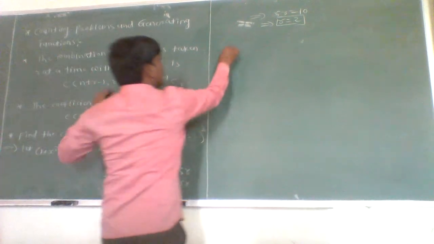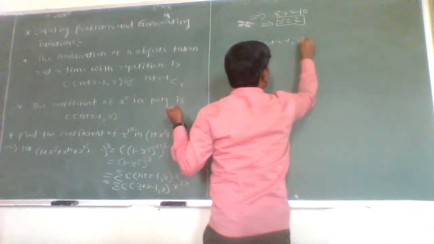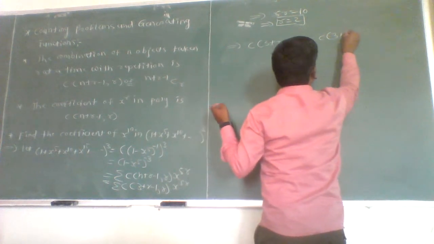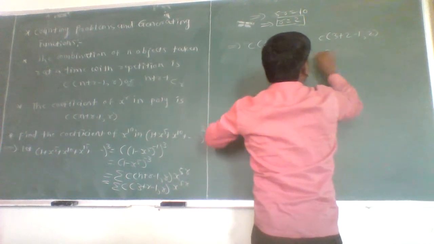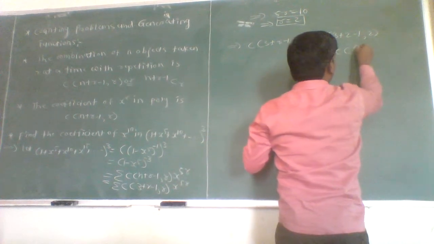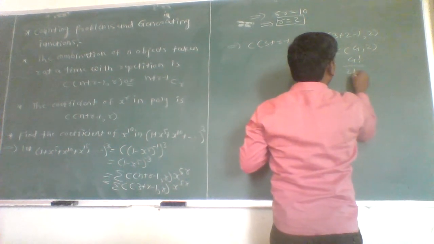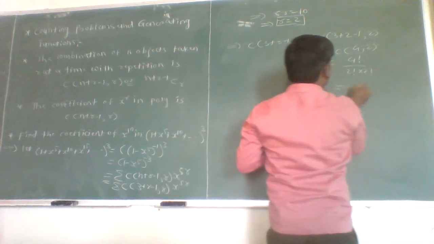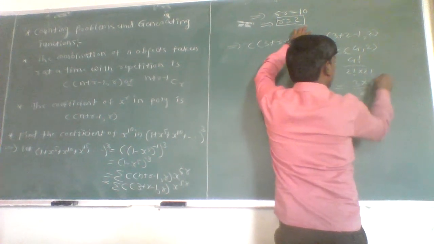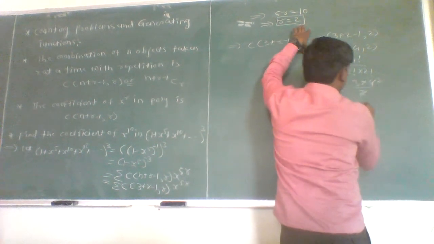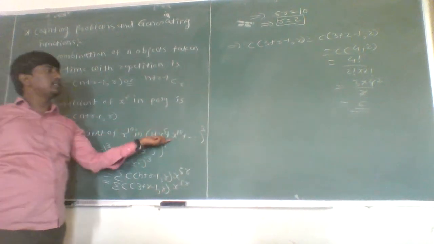Which implies C(3 plus r minus 1, r) is equal to C(3 plus 2 minus 1, 2), which can be written as C(4, 2), and which is nothing but 4 factorial divided by 2 factorial into 2 factorial. The 2 factorial gets cancelled, so 3 into 4 divided by 2, which is equal to 6. Therefore the coefficient of x to the power 10 in this polynomial is 6.